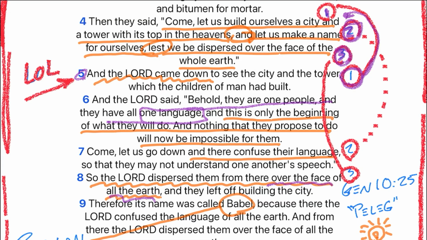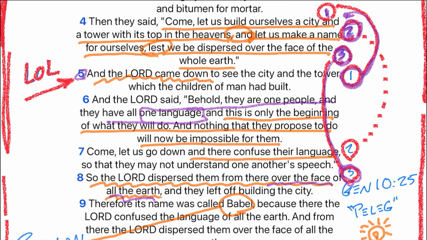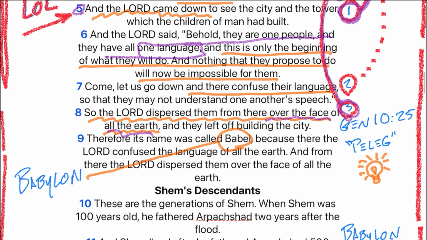And then the third point from chapter 4 is, we don't want to be dispersed over the face of the whole earth. If you follow that down here to verse 8, what did God do? He dispersed them throughout the whole earth. So the three goals that they had, God defeats, God undoes it, so that they are not able to accomplish those things. Therefore, verse 9, "Therefore its name was called Babel, because there the Lord confused the languages of all the earth, and from there the Lord dispersed them over the face of the earth."